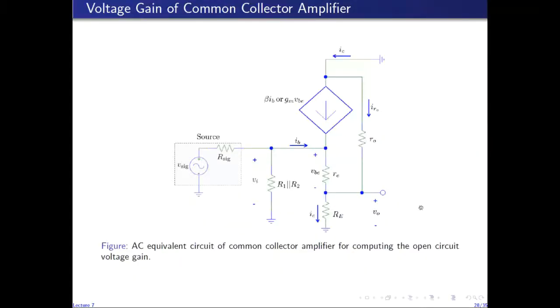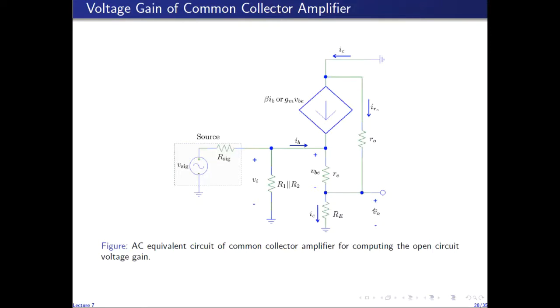This is the AC equivalent circuit for computing the open circuit voltage gain of the common collector amplifier. It is the same AC equivalent circuit as we saw before, but I have removed RL and labeled the output voltage as the open circuit output voltage V0.